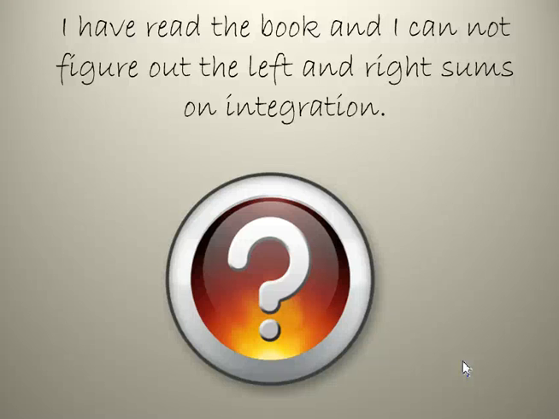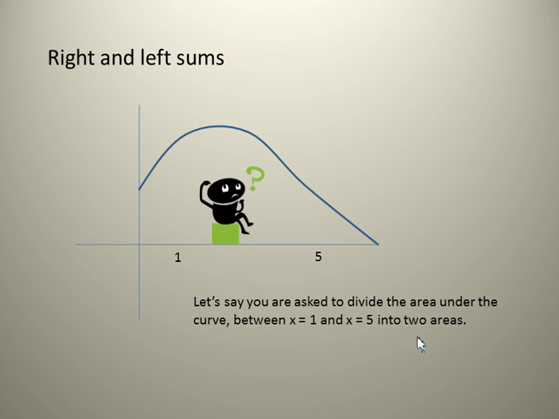Hi, brief calculus students. I got this question from a student. I read the book and I can't figure out the right and left sums of integration. Well, let's say you're trying to define the area under a curve between 1 and 5, and you're asked to divide this into two areas.